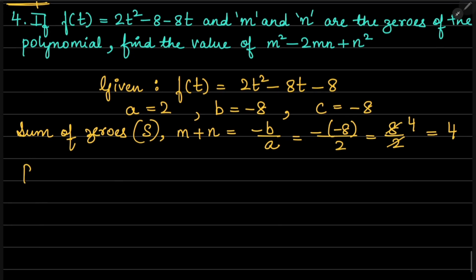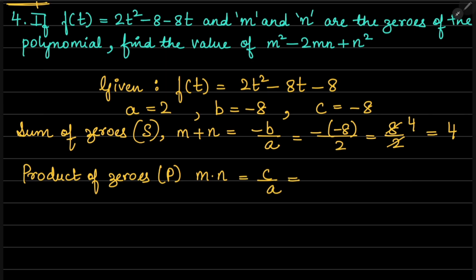Similarly, let us calculate the product of the zeros, that is m into n. The formula is C by A. What is C? Minus 8. What is A? 2. So what's the answer? Minus 4. Right? But now what you have to find is the value of m square minus 2mn plus n square.